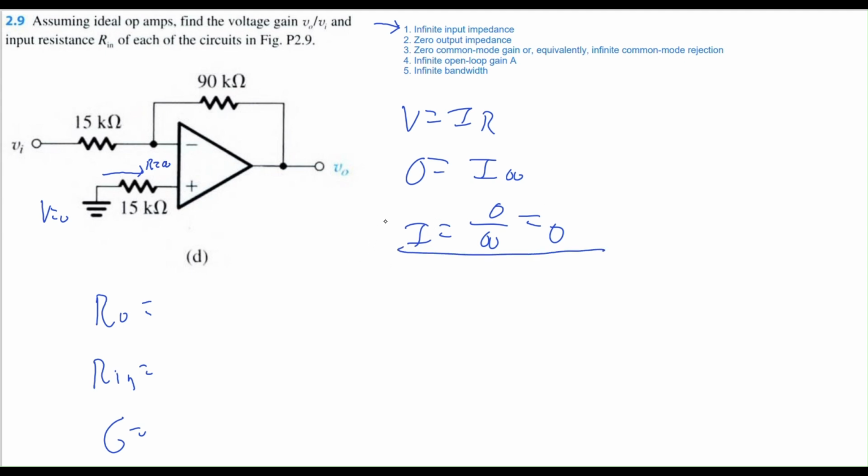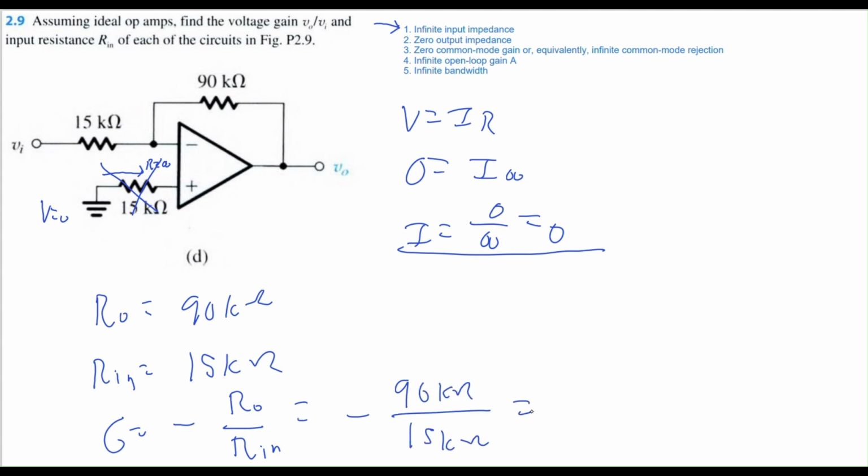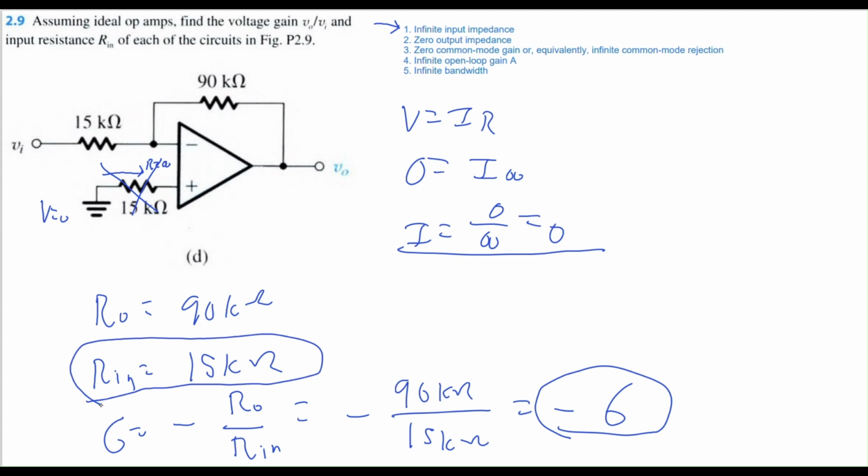No current means no voltage, means that this 15 kilo ohms is doing absolutely nothing. We can once again neglect it. So we can continue with our evaluation. Rout is connected from the input terminal to the output, 90 kilo ohms. Rin is connected between the input voltage and the input terminal, 15 kilo ohms. So gain is equal to negative Rout divided by Rin, which is equal to negative 90 kilo ohms divided by 15 kilo ohms, which is equal to negative 6. So it turns out for all of these problems, we got the same result, thanks to the properties of the ideal op amp.